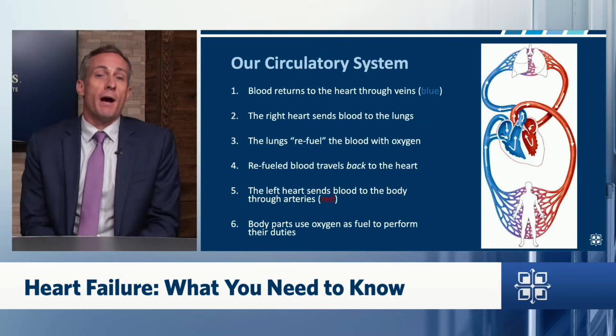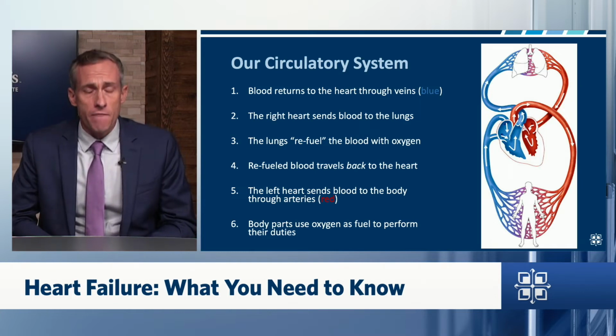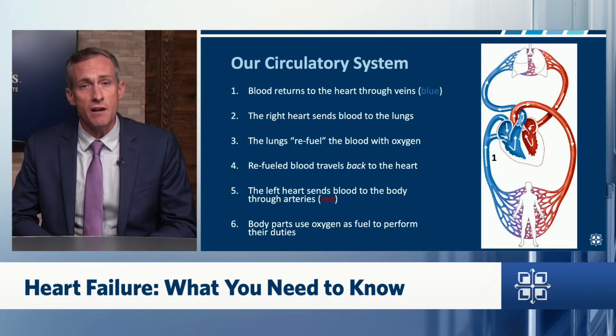So let's start by talking about our circulatory system. We know that the heart and the blood vessels are the components of the circulatory system whose job is to circulate blood throughout the body. And this is a closed loop circuit. So starting with number 1 that you see there on the graphic on your right, blood returns to the heart through vessels called our veins. And those are depicted here as blue vessels because they are free of any oxygen, the fuel that our body uses. The oxygen's been taken out by the parts of the body.